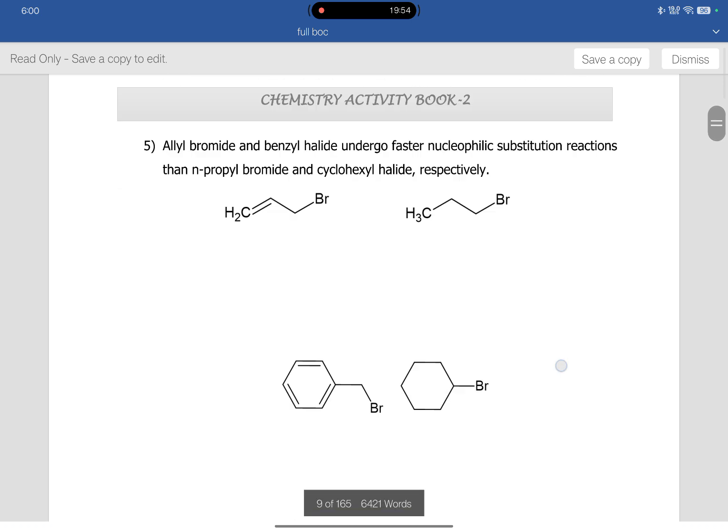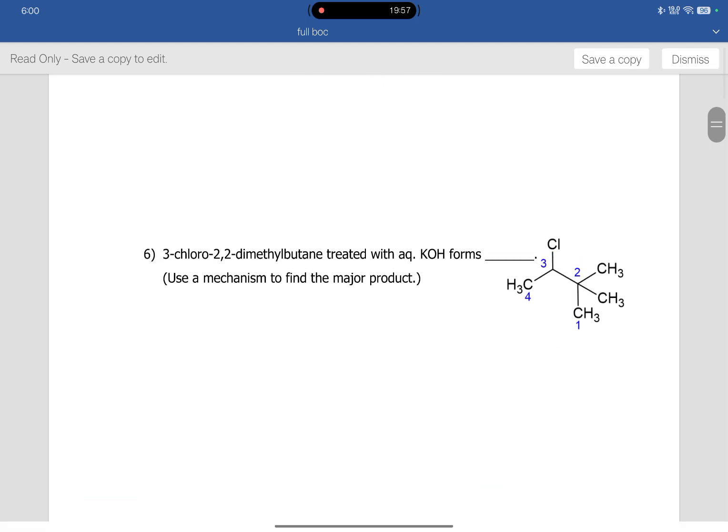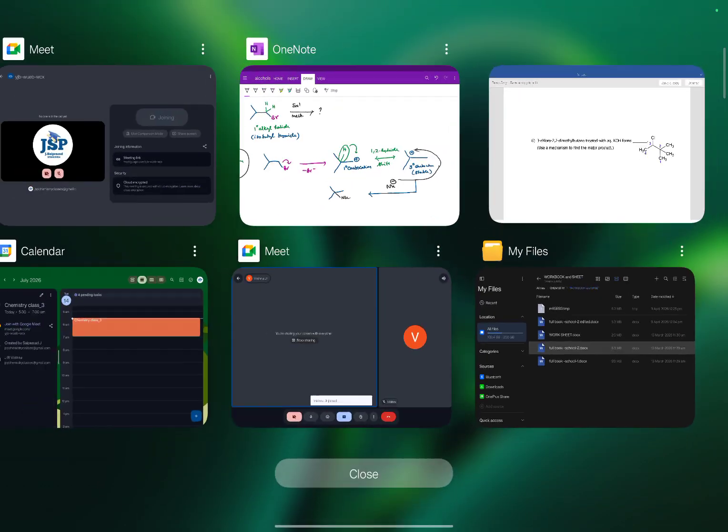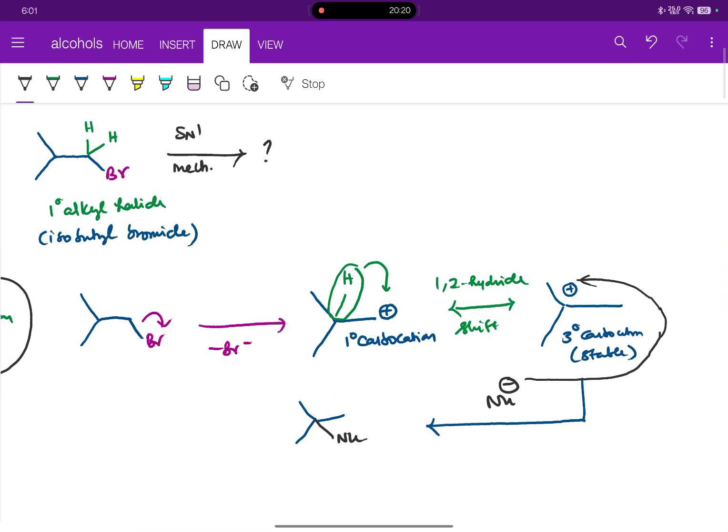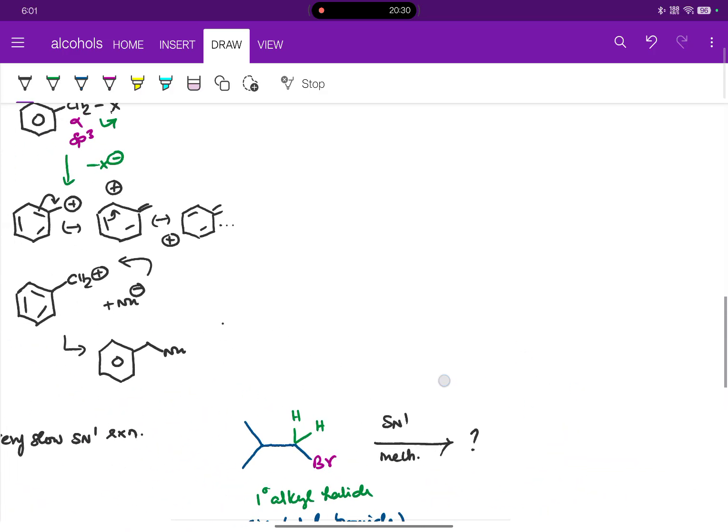Similarly, 3-chloro-2,2-dimethylbutane treated with aqueous KOH forms dash. So can you do this as homework later? So that is all about the substrate. Nothing more than this.